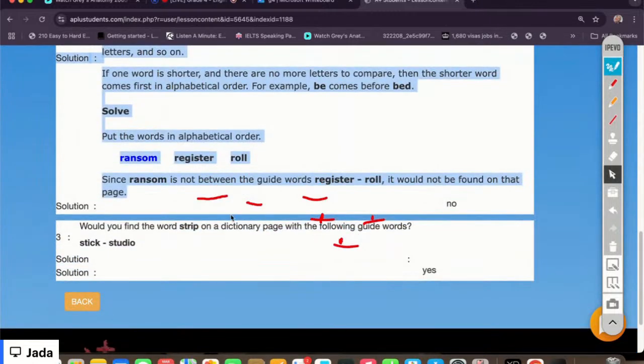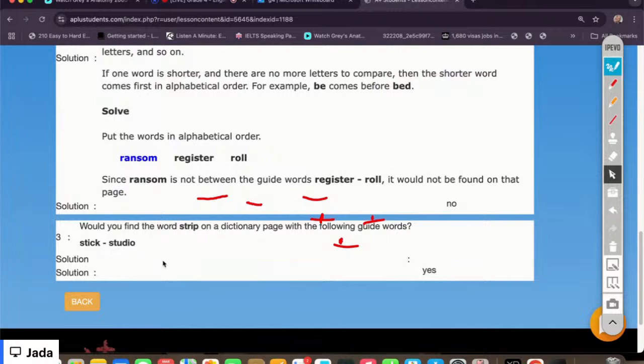Alright, can you find the word strip between stick and studio? Look at strip, they all have ST. So we have STI for stick and we have STU. The third letters are different, right? We have I and we have U. And then the third letter in strip is what? R. So by the time you say your alphabet from I up until U, you can find R in between that. Please tell me, do you have a question before we move on to the test?